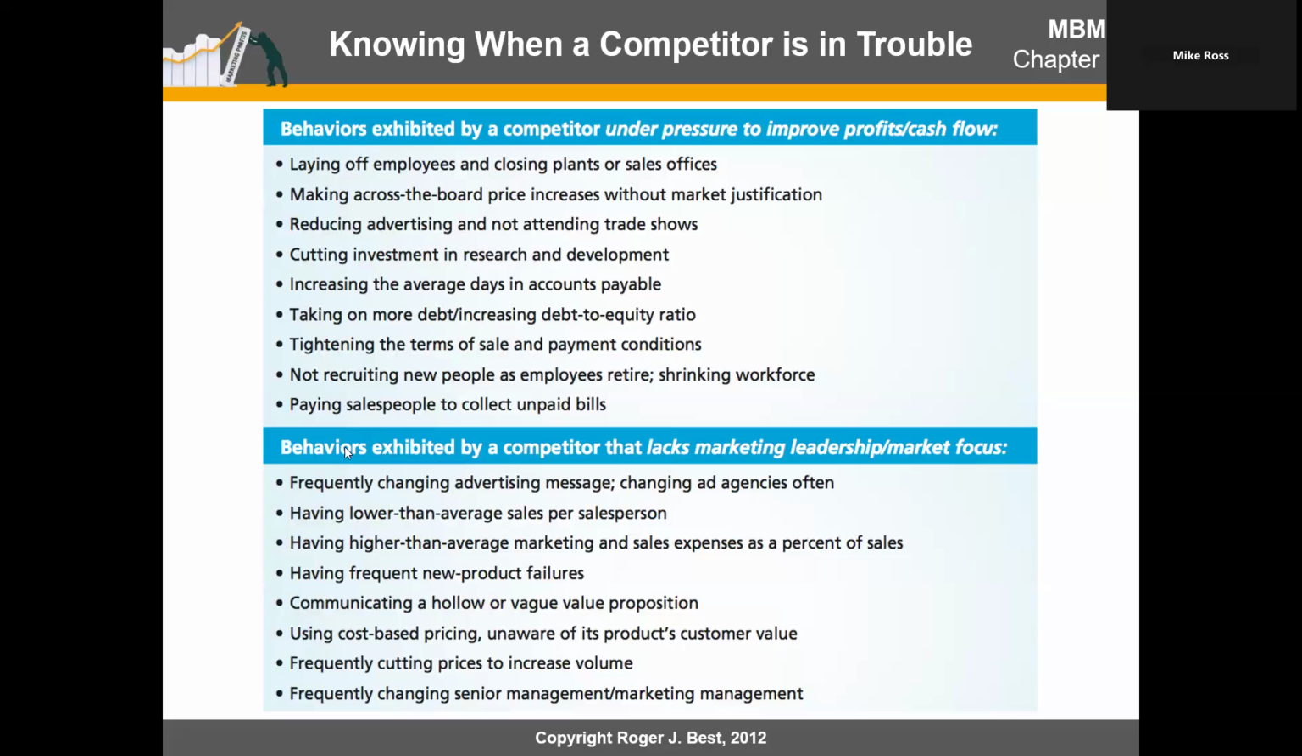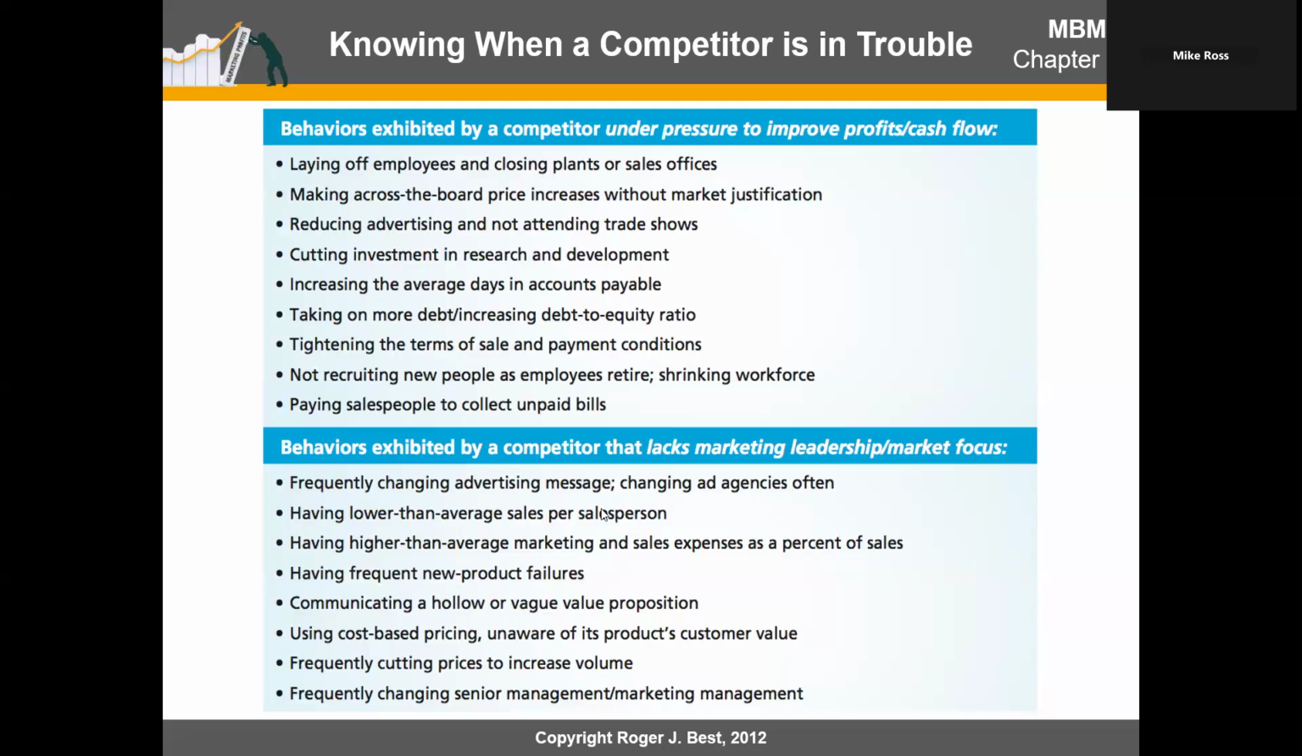On the other hand, here are behaviors that, if you see a competitor exhibiting them, suggest they lack market leadership or focus. So maybe they're changing their advertising message, changing ad agencies. There's an old saying that if you're an ad agency, when you take on a new client, you know you're going to get fired by that client. You just don't know when.